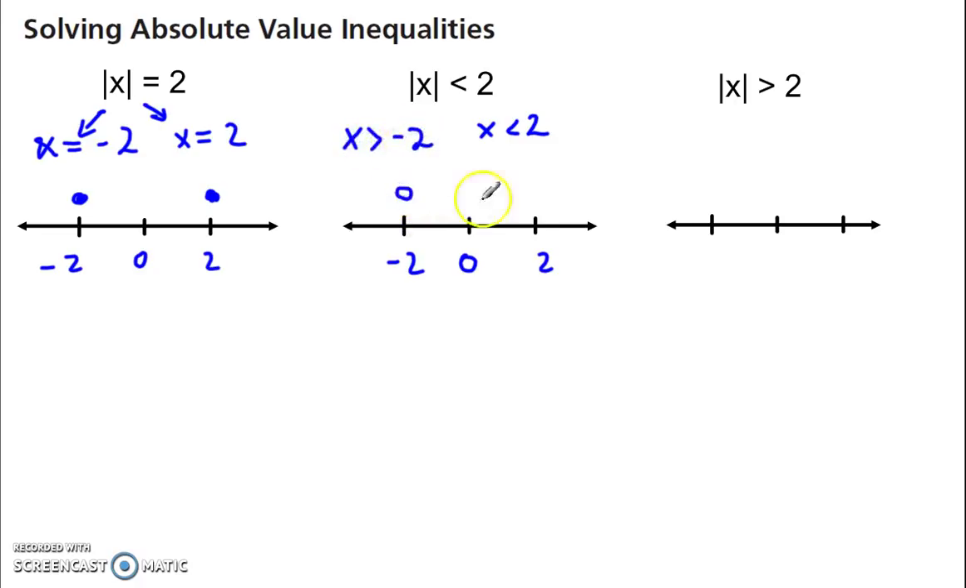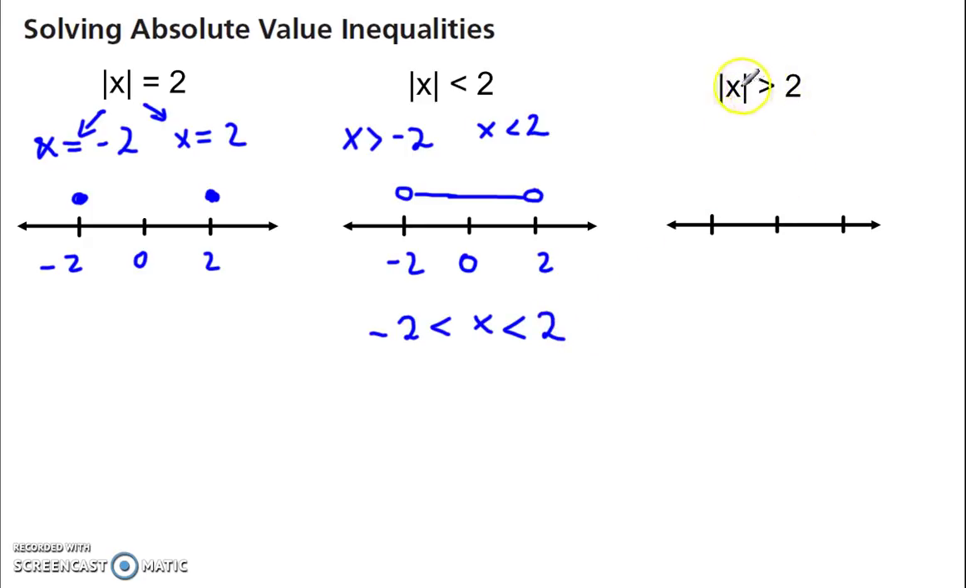So open circle here, open circle there. X is greater than negative 2, and x is less than positive 2. So I could have also written this statement, since it's turned out to be an AND statement, negative 2 less than x, which is less than 2.